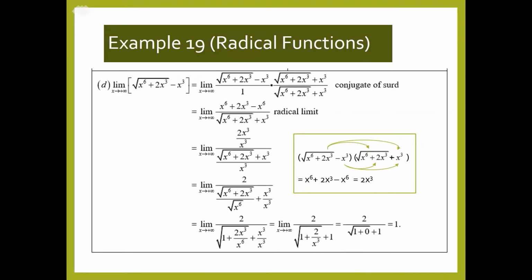For d, you need to simplify the function using rationalization, that is, by multiplying both numerator and denominator by the conjugate of the third, that is, square root of x to the power of 6 plus 2x to the power of 3, then plus x to the power of 3. Simplify the function and then substitute x with positive infinity, you will get 1 as the final answer.